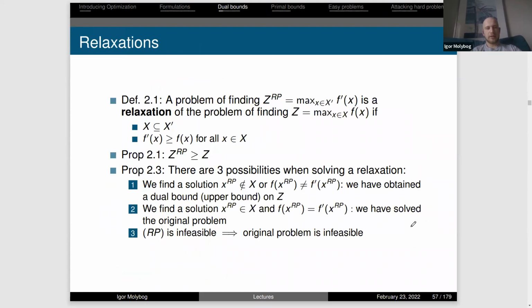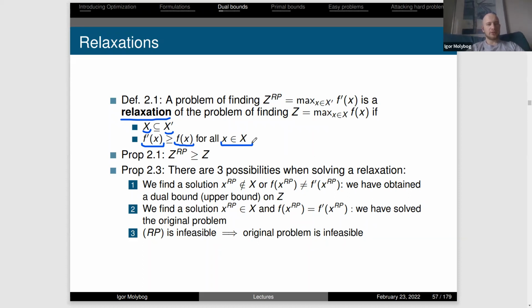The first set of techniques are called relaxations. A relaxation is a programming problem for which the domain, the feasible set, is larger than the original set, and for a maximization problem, the value of the objective of the relaxation is always greater than or equal to the value of the objective function for the original problem for all of the variables in the original domain.